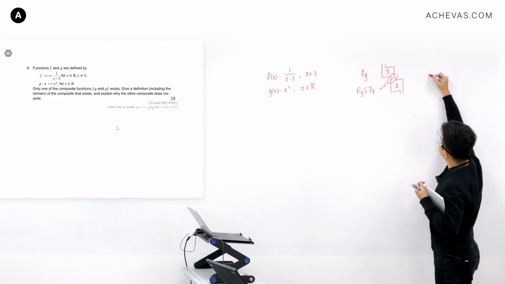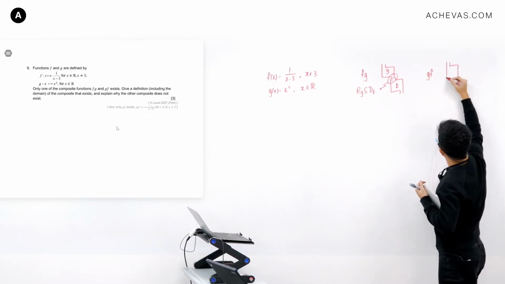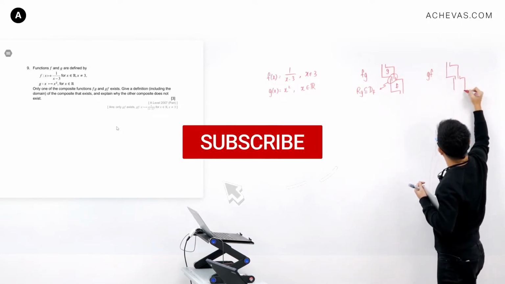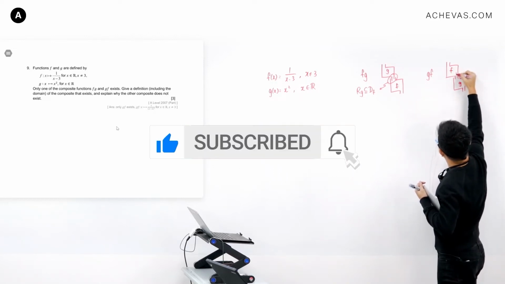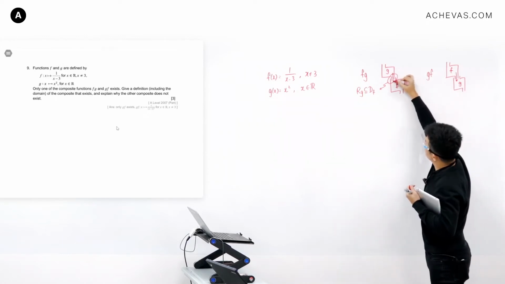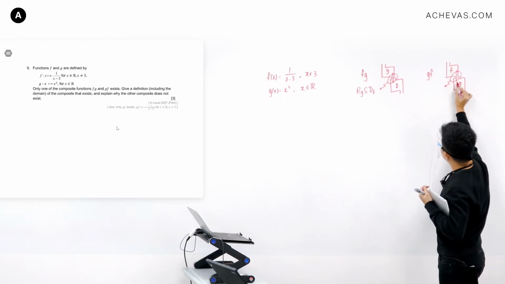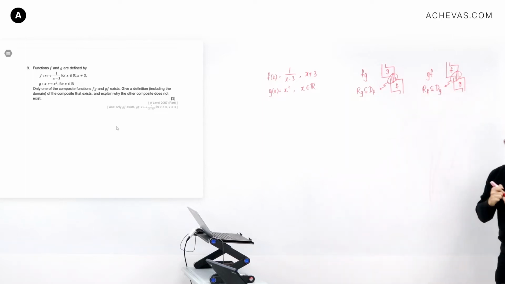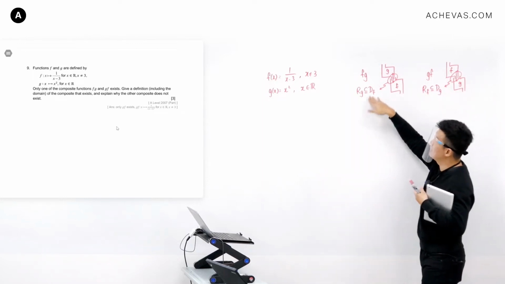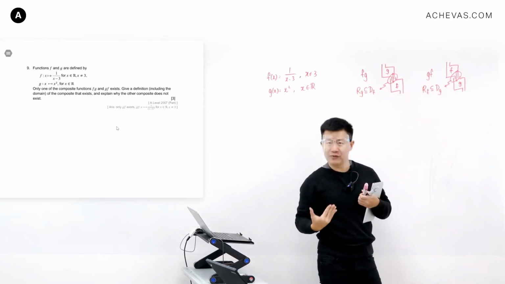The other one that I'm going to be studying is gf. Gf will be something like this. So first f, then g. The flow is going to be this way. In order for this to be proper, I want to make sure that the range of f must be a subset of the domain of g. Okay, so if this can happen, then fg exists. If this can happen, then gf exists.